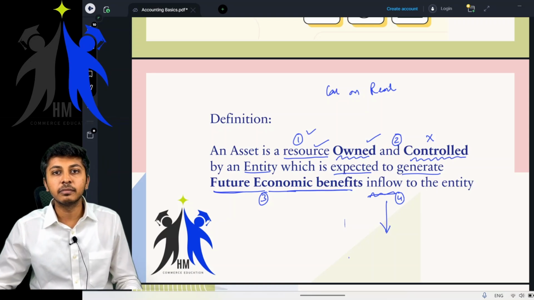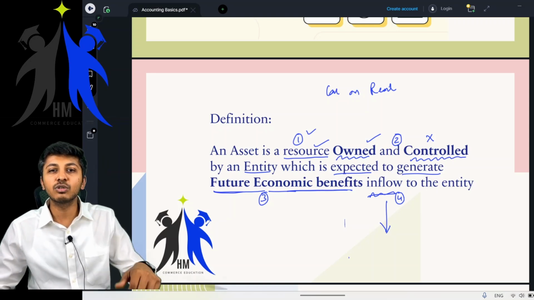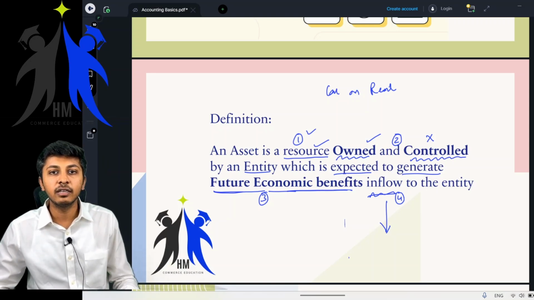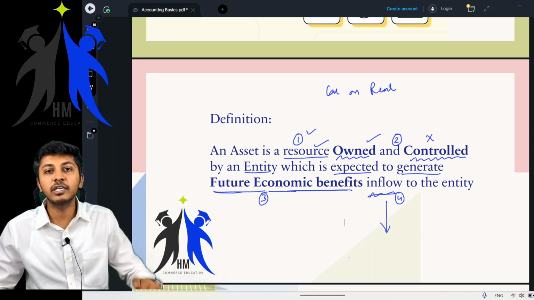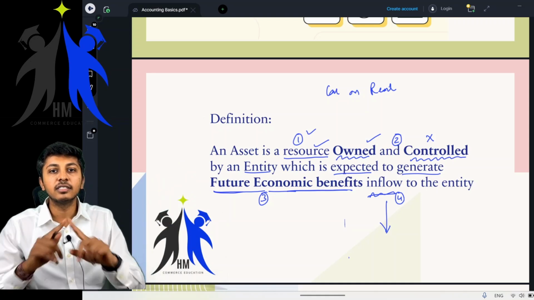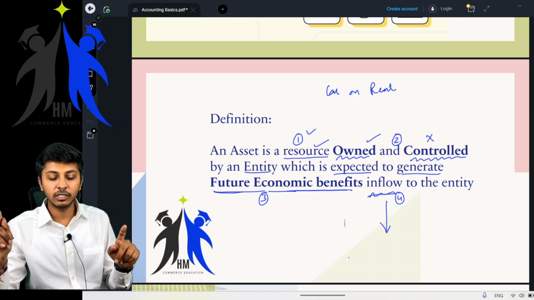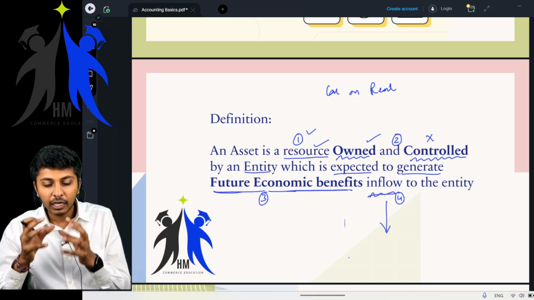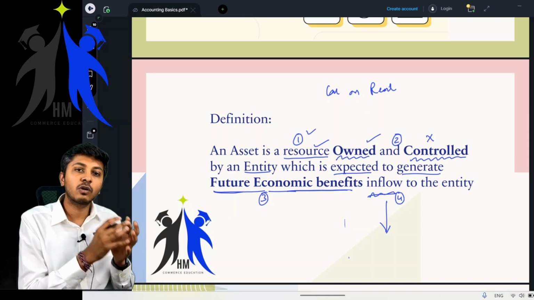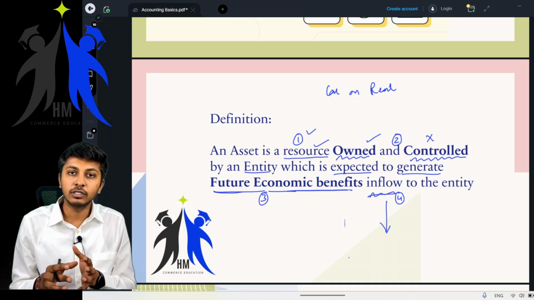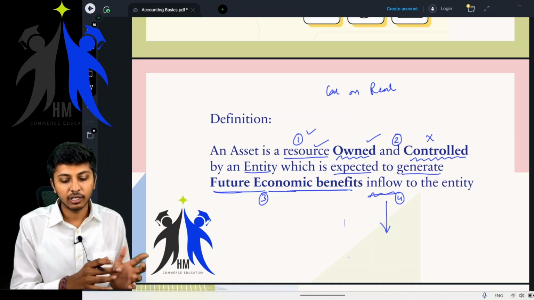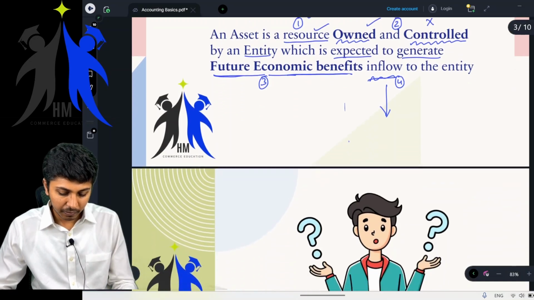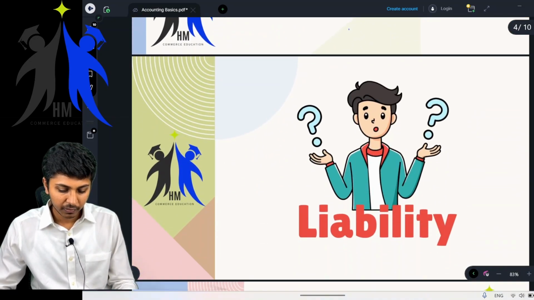And you tell them, see, asset is a resource owned and controlled by the entity which will generate future economic benefits into the entity, inflow into the entity. This is the definition. Got it? So, if any item in accounting qualifies this definition, then we treat it as asset. Got it? Let's go further. Next.